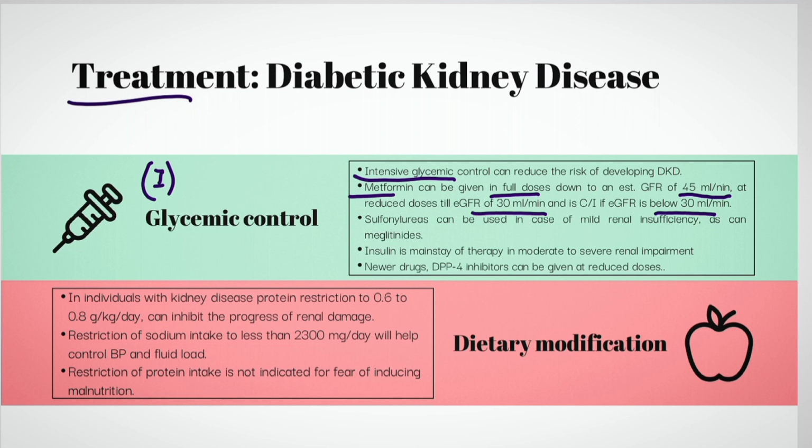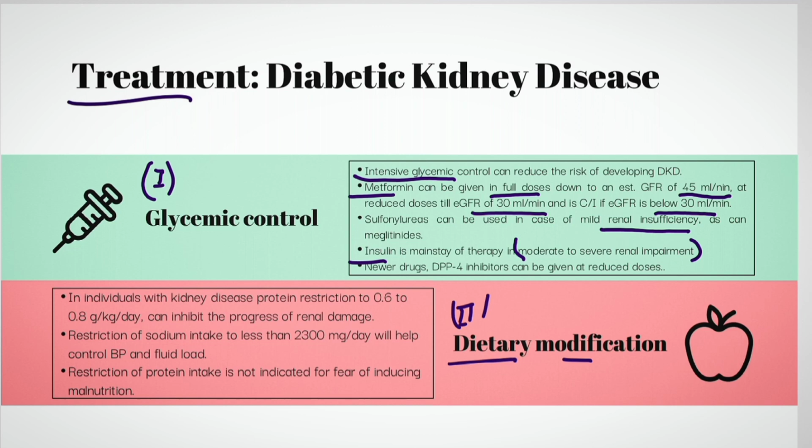Sulfonylureas can be used in case of renal insufficiency, and meglitinides can also be used in such renal insufficiency cases. Insulin is the mainstay of therapy when the person has moderate to severe renal impairment. Apart from that, newer drugs like DPP-4 inhibitors can also be given in reduced doses for diabetic kidney disease. The second mode of treatment is dietary modification.